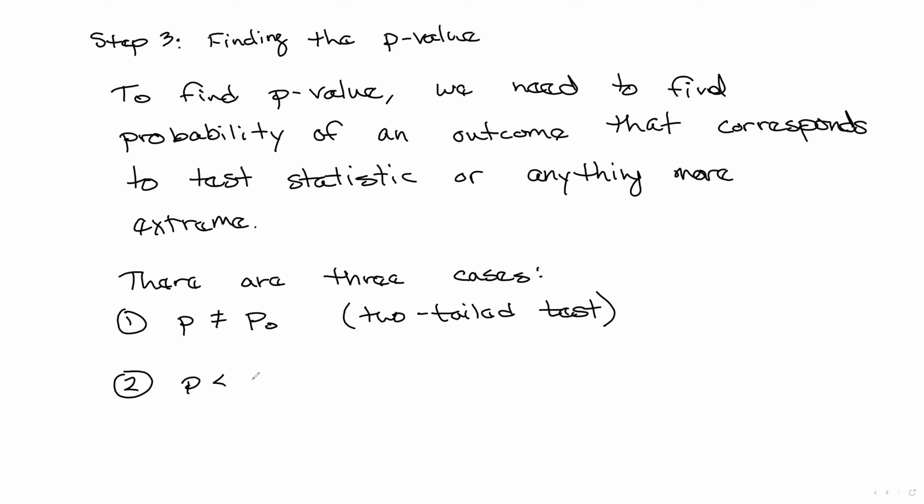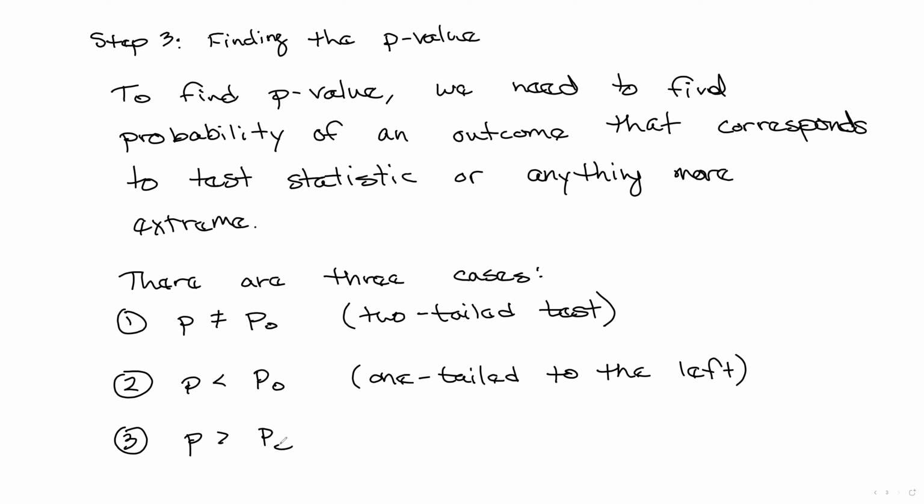if the alternative hypothesis is P is less than P naught, then this is a one-tailed test to the left. And by left, again, thinking just in terms of a number line, it means that less than goes to the left. And three, if we have P greater than P naught, then that's a one-tailed test to the right. All right, so those are the three different cases. Let's take a look. I've got a visual for that.